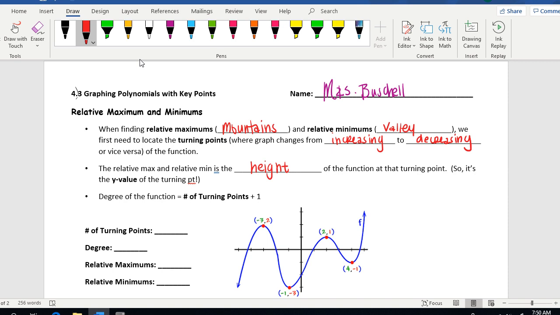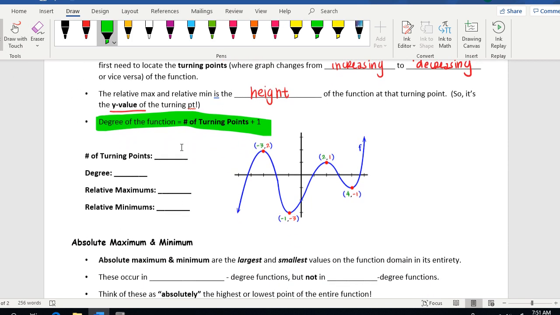And so if we're talking about the height, that means I'm talking about the vertical axis, which is the y values. And then another cool little piece of information is the degree of the function is the number of turning points plus 1. So let's try our first example.